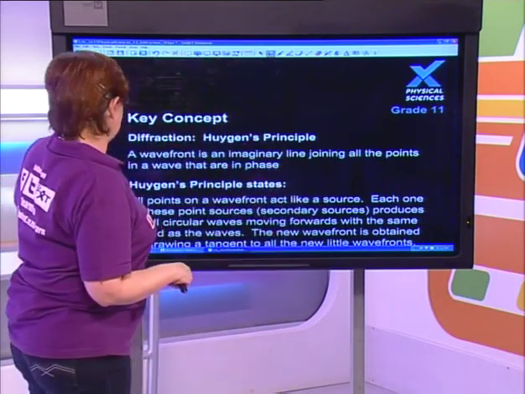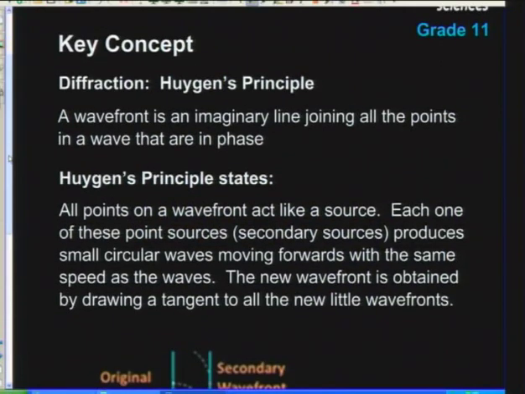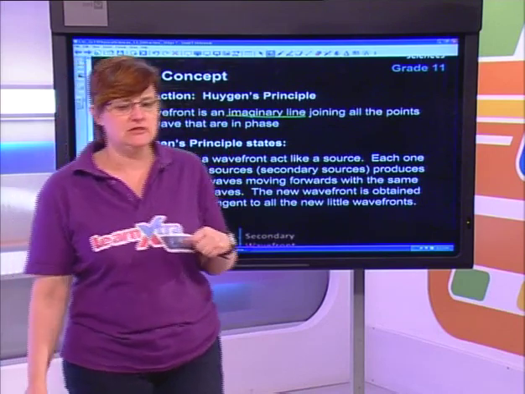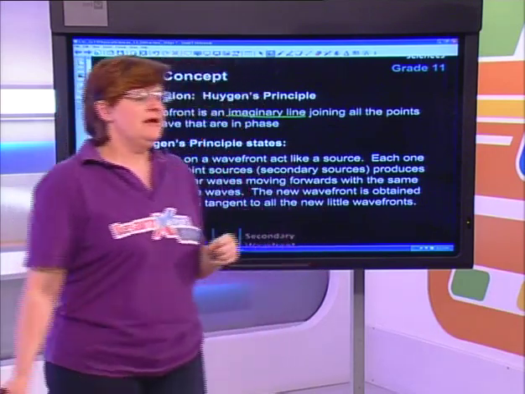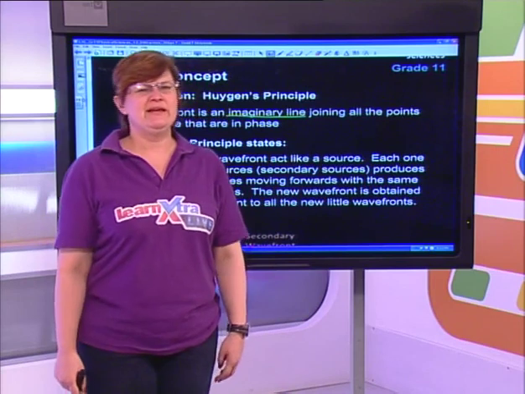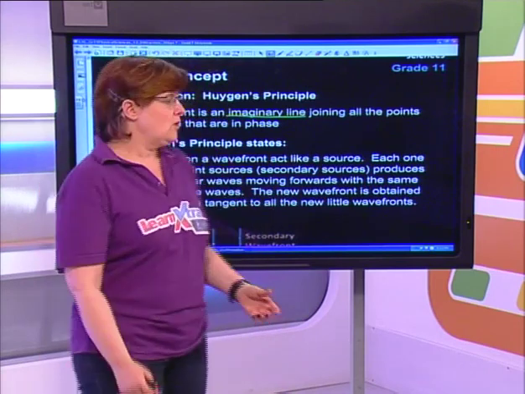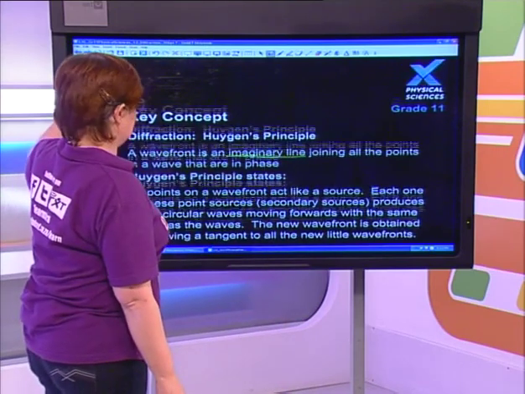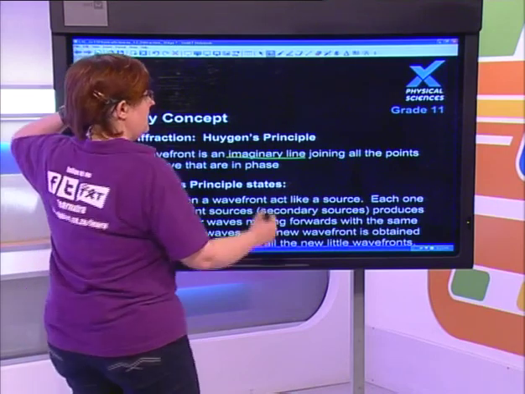Well, a wave front, if we look at our definition, is an imaginary line joining all the points in a wave that are in phase. Now I recently had this discussion with my grade 12s because it's a section I'm busy teaching with them. I haven't got there with my 11s. And they were all like, no, really? What does that mean?